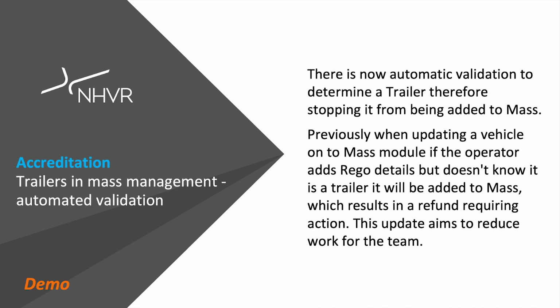Next we have available is a validation for a problem where customers put in a rego, not realising that it's a trailer, and if they're in the mass only module, it's allowing them to process the application, which causes refunds because trailers aren't to be in the mass module. To help with this, we've created some validations in the portal now to help mitigate that, and I'll just quickly demo that for you now.